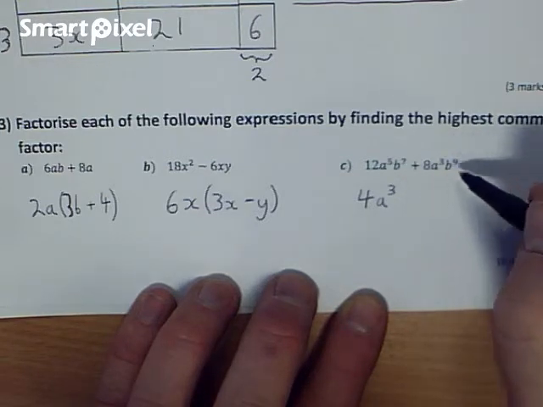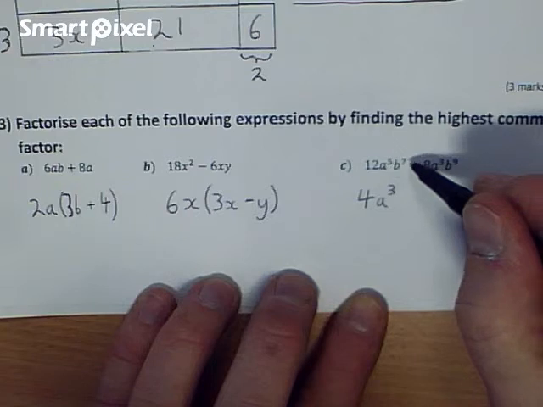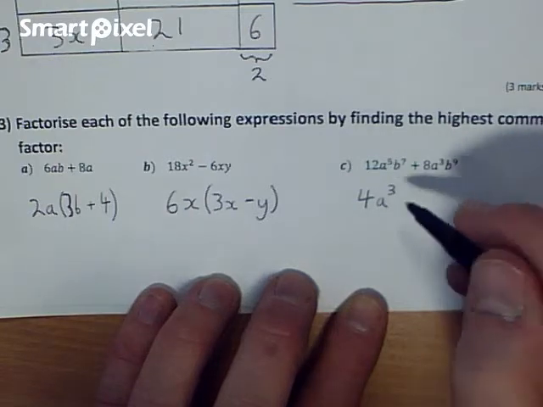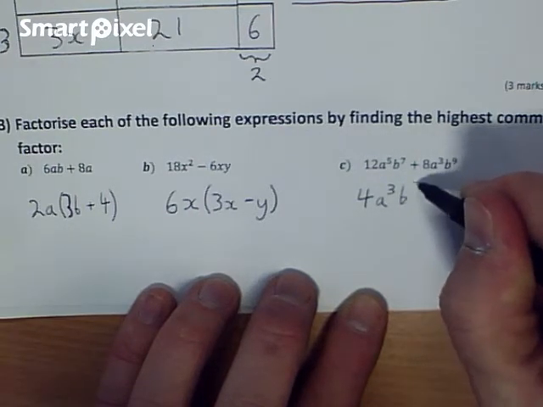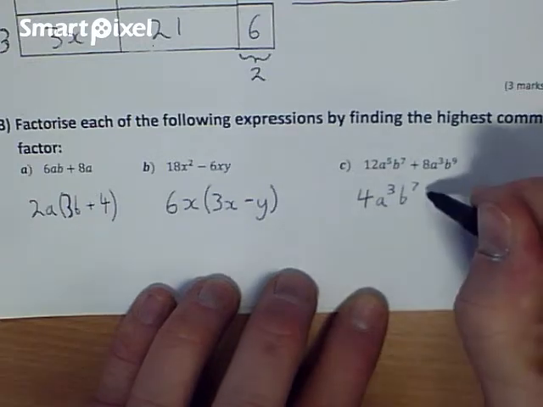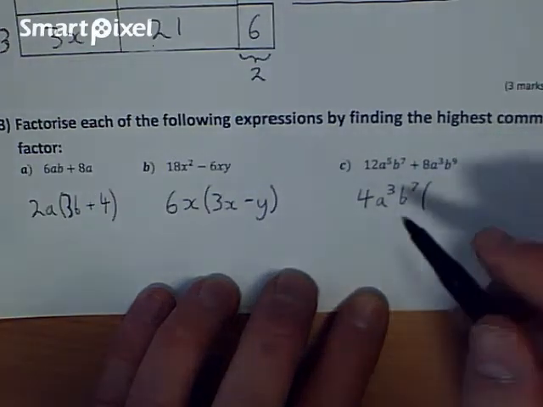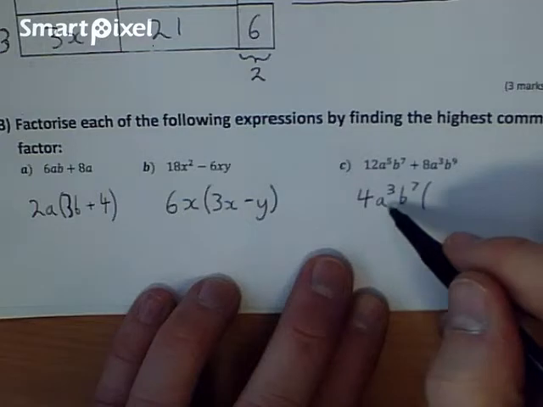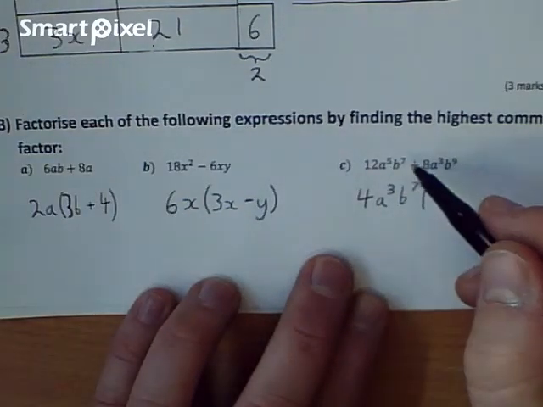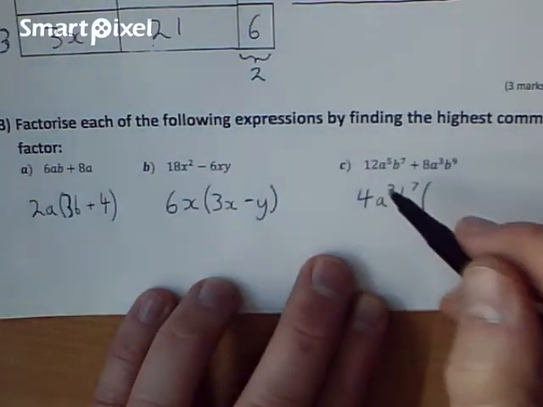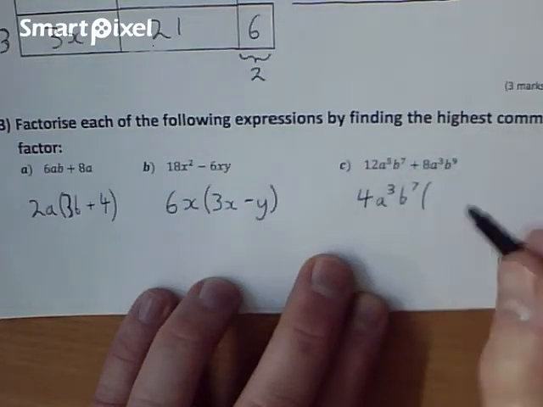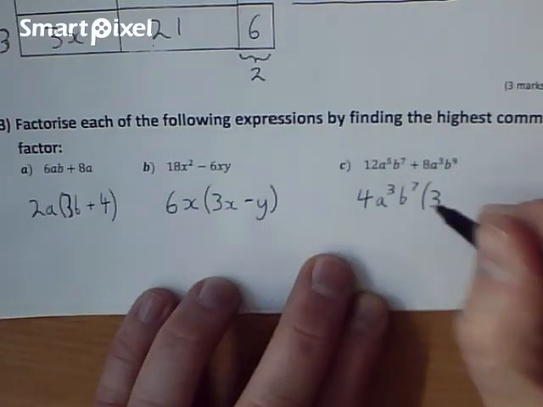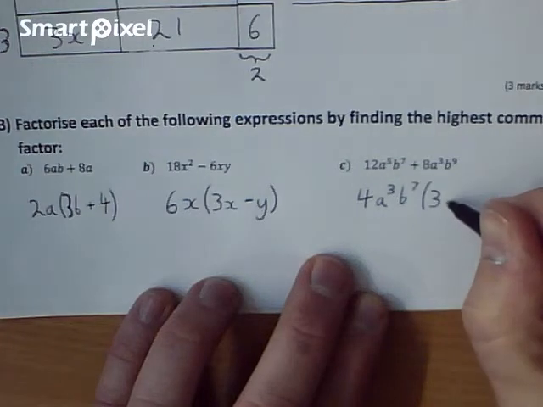Now, what about the b's? What's the highest factor of b's? Well, b to the power of 7 and b to the power of 9. So I can take out b to the power of 7. That would give me then, inside the brackets, I need to think what I would need to multiply this by to get to this. Well, I don't need any b's, but I do need 3 lots of 4 to get up to 12. So I want 3, and then how many more a's?